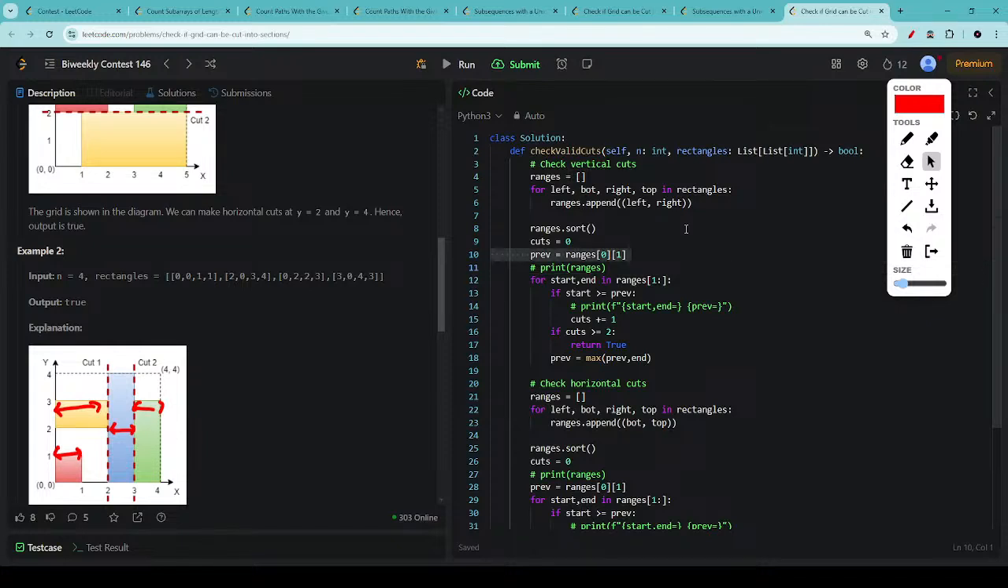First, you check the ranges. What you want to do is check whether there are cuts. What does a cut mean? The cut basically means that the start of the next range is after the end of the previous range. You sort them by the start point, and if the start of the next range is after the end of the previous range, then you can make a cut there. So for instance, here, between this one and this one, you can make a cut.